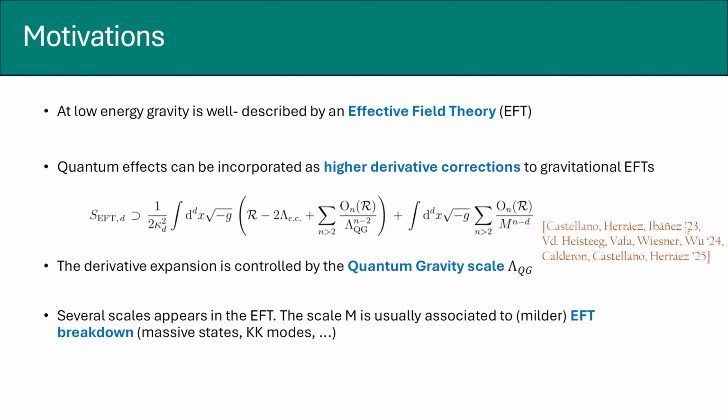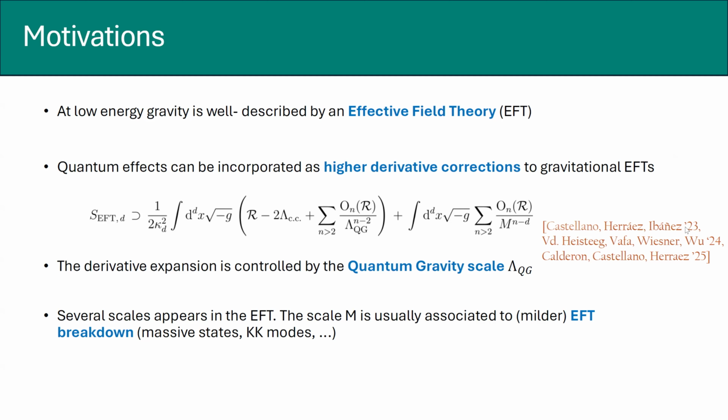Now, let's start with my presentation and let's start with the basics. So consider a theory of gravity, go to low energy. It can be well described by an effective field theory. Now you want to go beyond the leading order, you want to add quantum effects. This means that you want to add higher derivative corrections. The higher derivative corrections in general are built as operators containing higher order terms in curvature, and therefore by naive dimensional analysis must be suppressed by a certain mass scale.